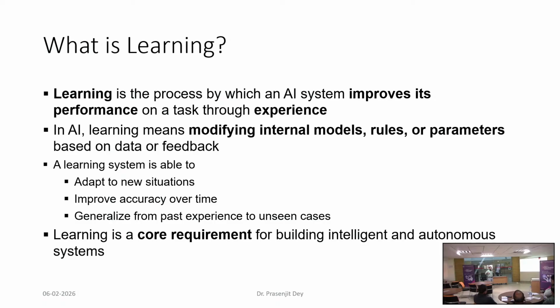So this is what we need to adapt, or generalize ourselves, from past experience. Past experience may be different, and the current situation may be a lot different from the past experience. But still we need to work well, understand well, and react well. So learning is a core requirement for building intelligent autonomous systems.